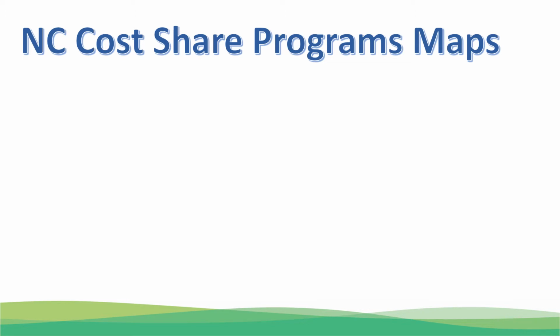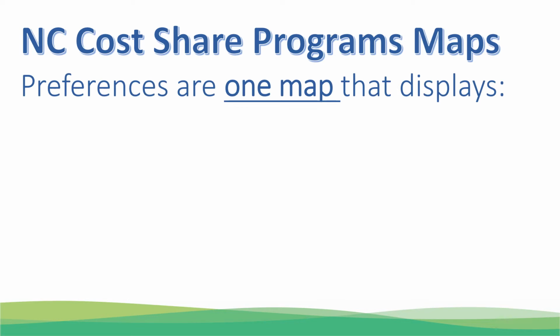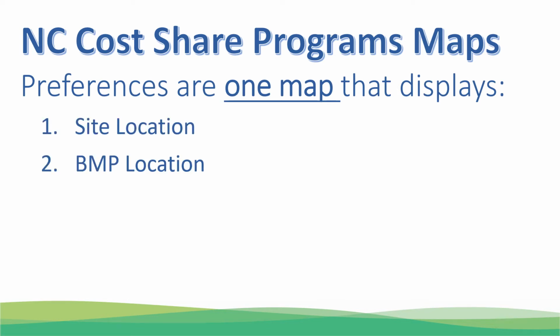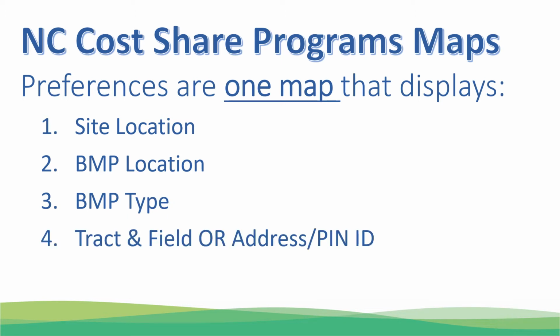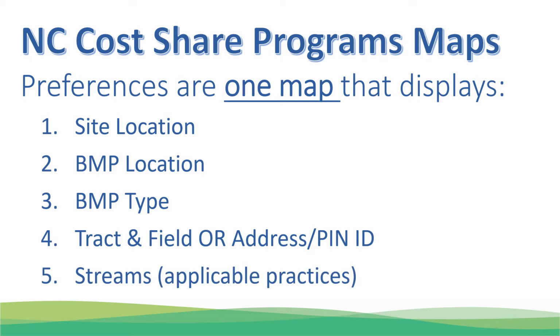In general, all programs prefer to have one map that displays the site location, the BMP location, the BMP type, the tract and field numbers, or in the case of CCAP, the address or PIN ID, and streams for applicable practices, such as livestock exclusion systems.